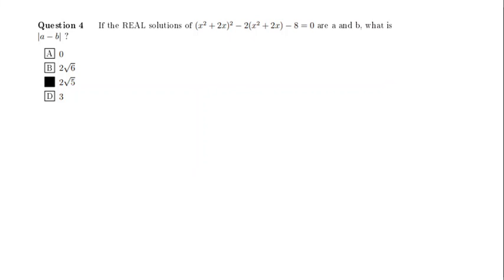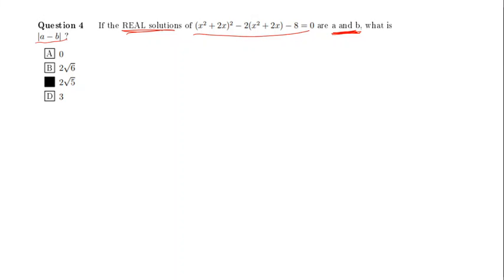Let's solve this problem. If the real solutions of (x squared plus 2x) squared minus 2 times (x squared plus 2x) minus 8 equal to 0 are a and b, what is the absolute value of a minus b? So let's solve this one.